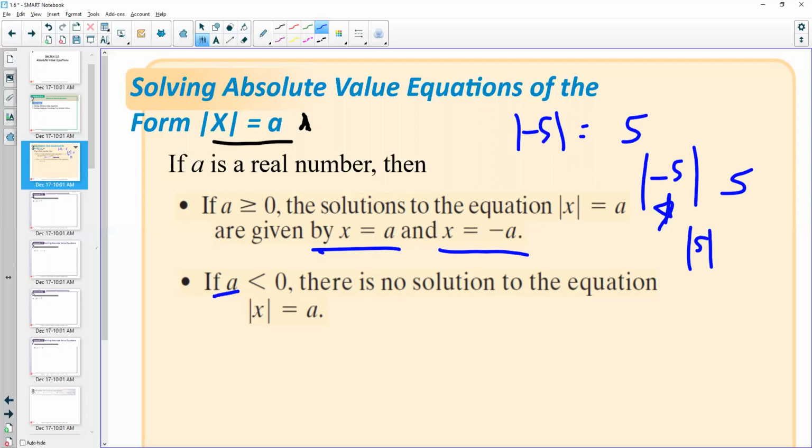If a is less than 0, every time you're in standard form, there is no solution, because here's the thing. I can't take an absolute value and get an answer that's negative. That's not possible. So we have to keep our eye out for that case so that we don't do way more work than we need to.